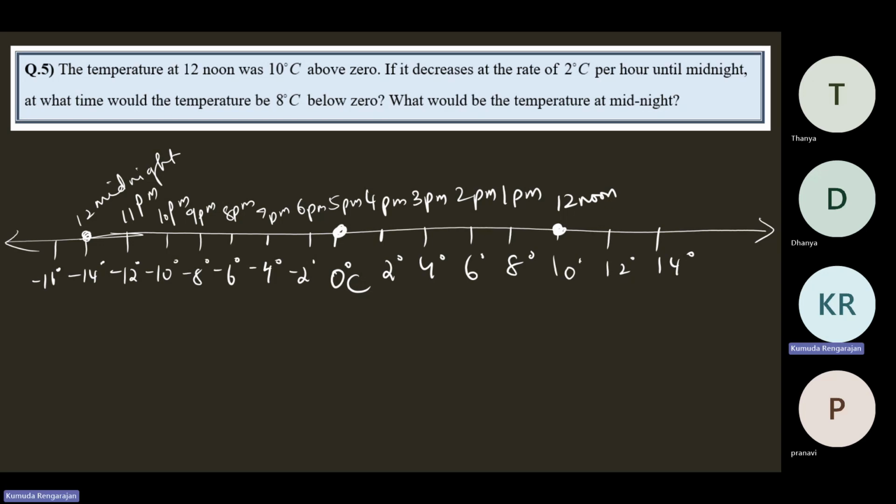At what time would the temperature be 8 degrees Celsius below zero? That means minus 8 degrees Celsius. Look at the number line and tell me at what time. 9 p.m. Correct. At 9 p.m., the temperature is minus 8 degrees Celsius, that means 8 degrees Celsius below zero. And then what would be the temperature at midnight? Minus 14 degrees Celsius. Correct.